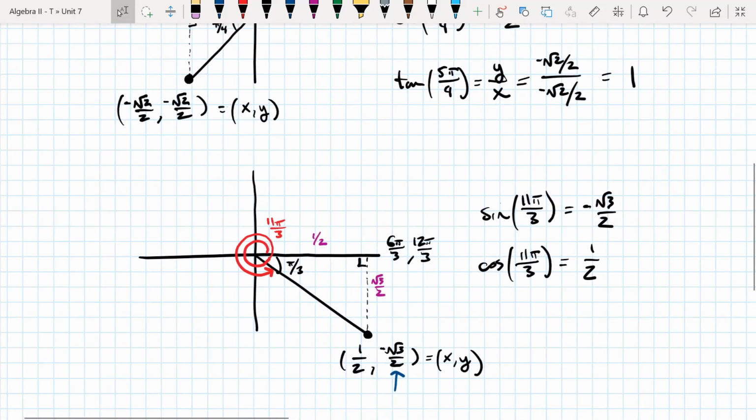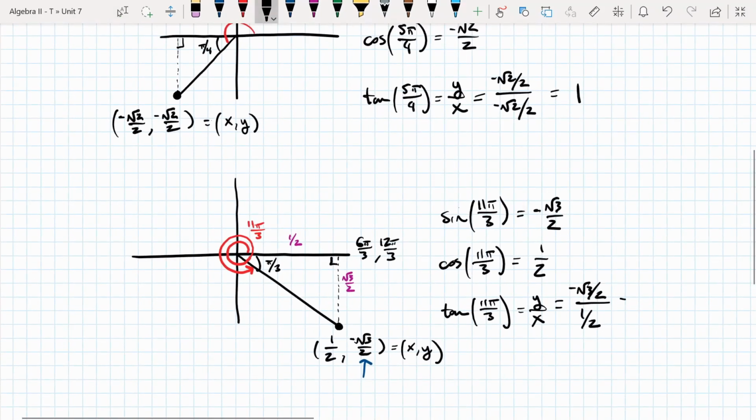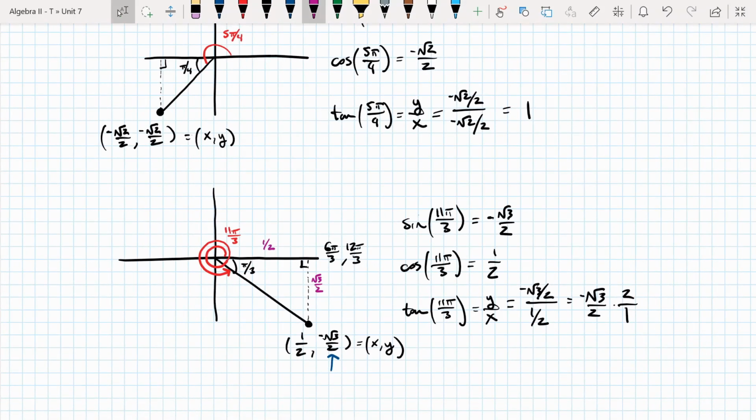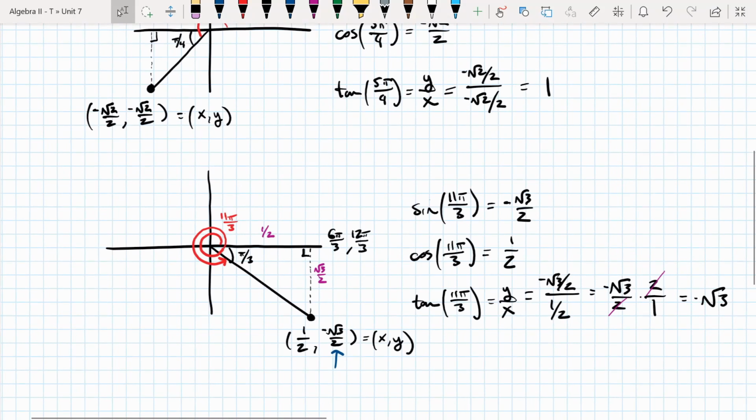Okay, then to wrap up this problem set, let's find tangent by taking the ratio of sine, or the y value, over cosine, so negative root 3 over 2 over positive 1/2. This becomes negative root 3 over 2 times 2 over 1. And so if we just multiply across, the 2's can cancel, and we're left with negative root 3. And that's the value of tangent at 11 pi over 3 radians.